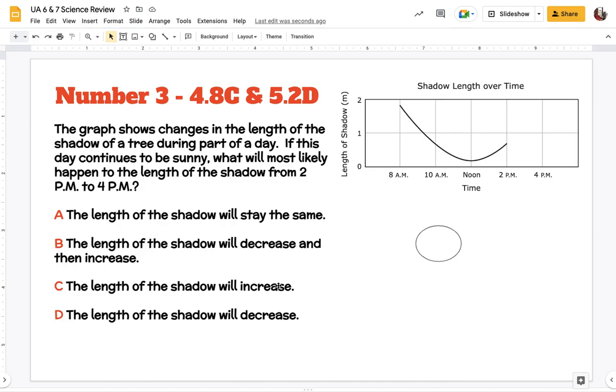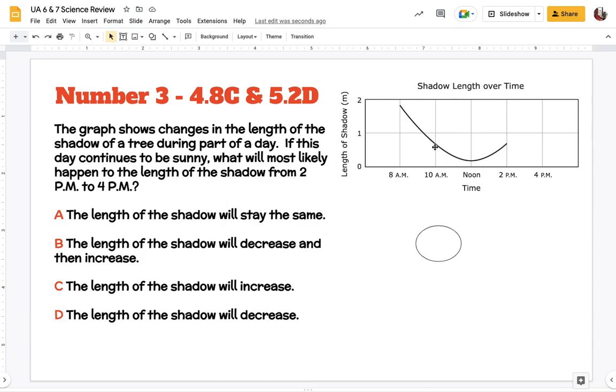So the graph shows the changes in the lengths of shadows of a tree during part of the day. So if this day continues to be sunny, what's most likely going to happen to the length of the shadows from 2 p.m. to 4 p.m.? So if you're looking over here at the graph, you'll notice from 8 o'clock a.m. to 10 o'clock, what is happening to your graph? If you're saying it's going down, so what's happening from 8 to 10 is the shadow lengths are getting smaller. They're going down, or decreasing is a good word for that.